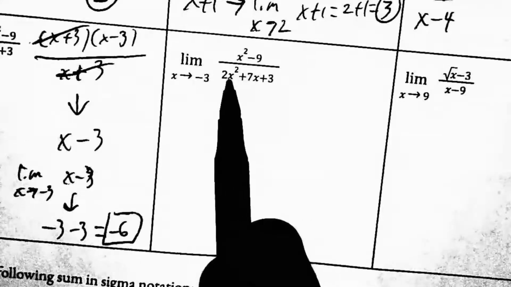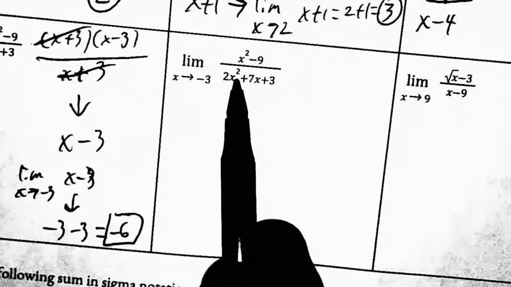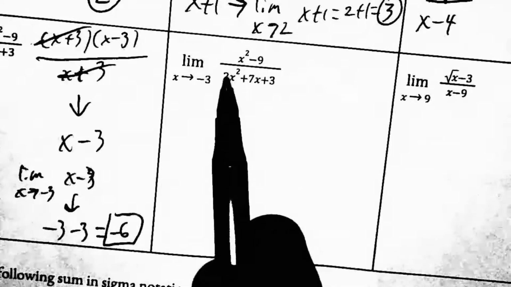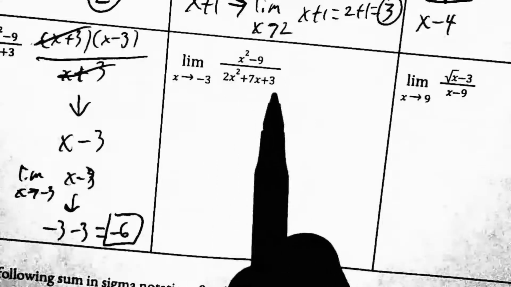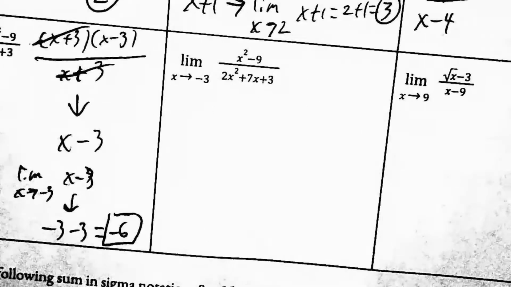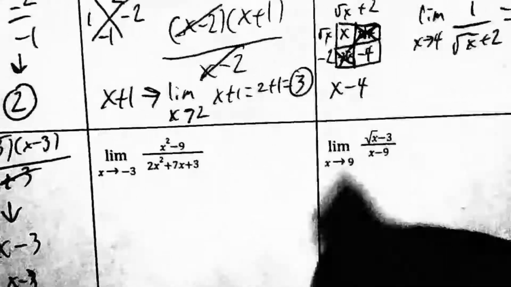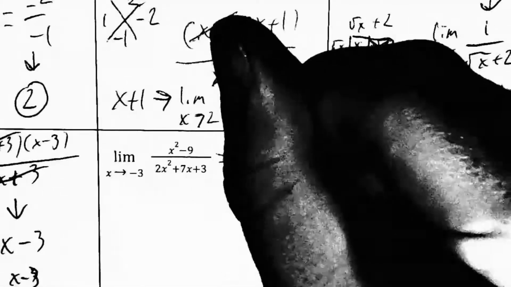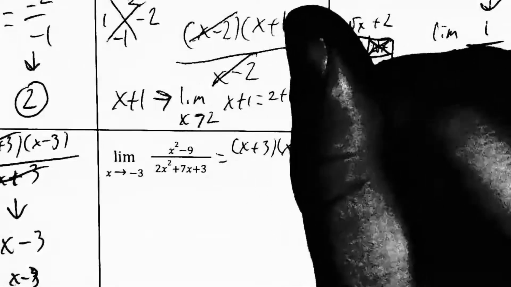This one, negative 3 squared is 9 times 2 is 18. Plus 3 is 21. So this one is going to come out to 0. 0 over 0, I can see when I plug in negative 3. So let's factor again. So I just factored this to the left, x squared minus 9. So I don't need to do that again. I can just rewrite it. I know that is x plus 3, x minus 3.